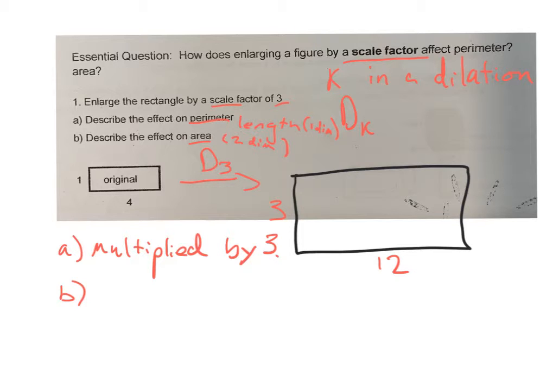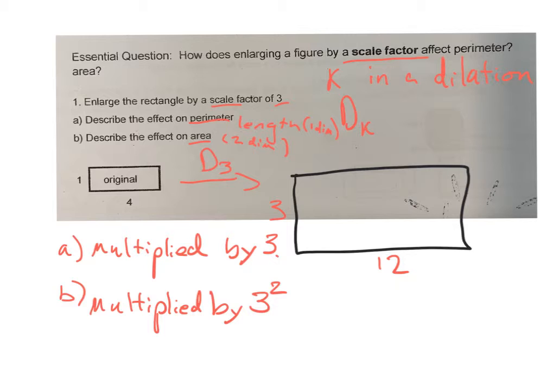Now what that means is that the 1 in the original got multiplied by 3, and the 4 also got multiplied by 3. So the 3 kind of got multiplied twice. So what that means for area is it's going to be multiplied by 3 squared. And usually this actually works out.